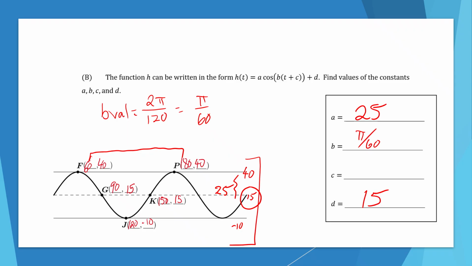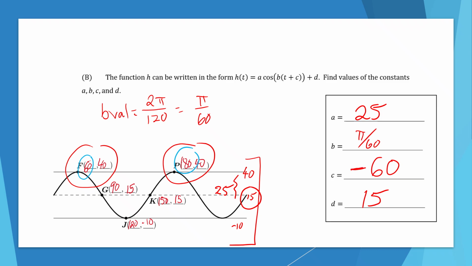And then C, this is going to be a cosine starting point. And so what you're going to want to do is find one of the maximums, either F or P. You're going to want to take the X coordinate of those maximums, which is going to be either 180 or 60, and then flip it. So in this case, we'll just go 60. So 60, but then you're going to add a negative sign because it's a horizontal translation. So that should be our answer for part B.